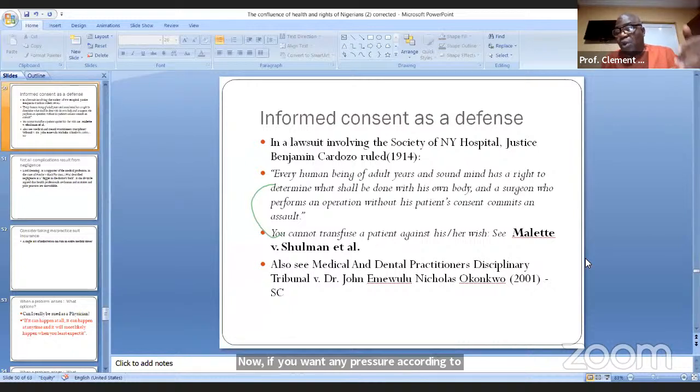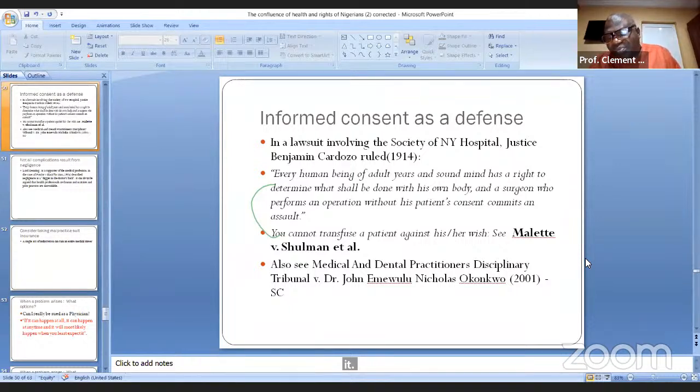If you manage a patient according to the consent he gave you, that is a defense. In that particular Okonkwo Medical Council case, Okonkwo managed a Jehovah's Witness woman who doesn't take blood. The parents of the woman are not members of the sect, and they insisted Okonkwo must give blood. The doctor said this woman says she doesn't take blood as a Witness. So the parents threatened him, if this woman dies, we're going to sue you.